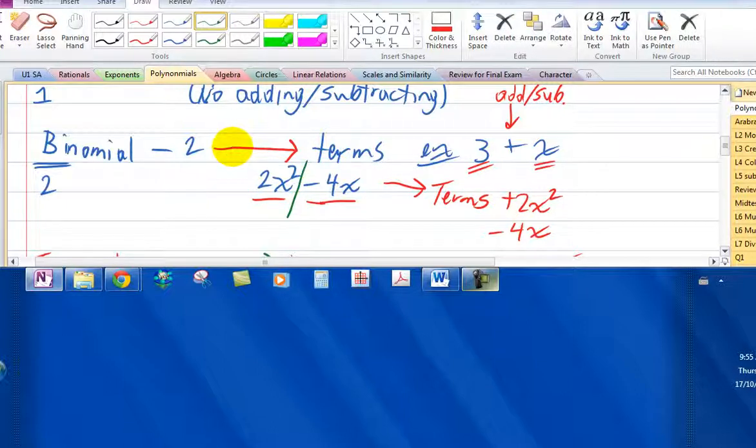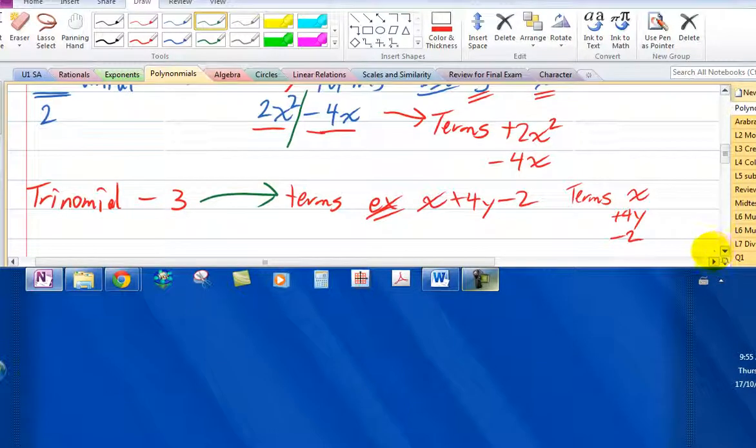So after binomial, what do you think you're going to have? Good. Just like a tricycle has 3 wheels, trinomial is 3 terms. The example will be x plus 4y minus 2. The terms are separated with green pen, so you can clearly see. Again, it's important to see that minus 2 is a negative 2. The sign in front stays with the term.